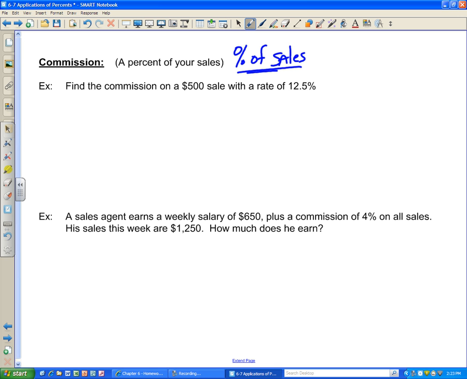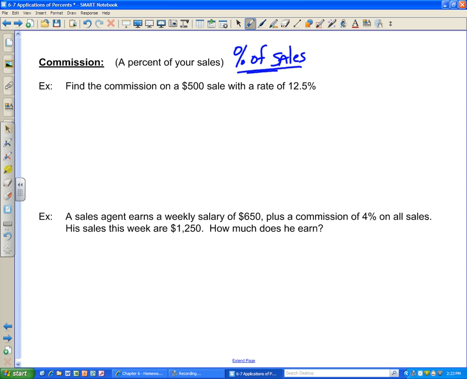So right now in this economy, it's not the best type of job you want because the economy is not doing so well. So a lot of people aren't buying things. So if you're earning money based off of commission, it might not be the best choice right now. So let's look at some examples.